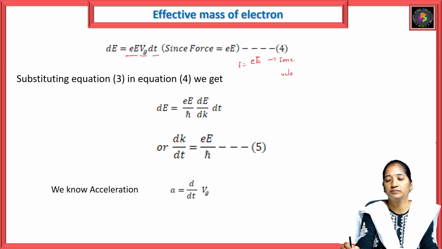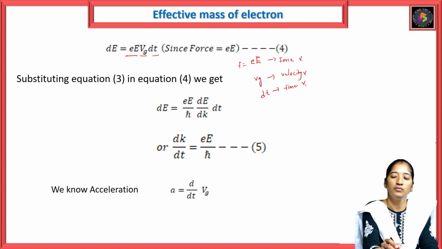then velocity, that is Vg, dt seconds, that is time. So work done equals force into velocity into time. So force into velocity into time, this is the work done.